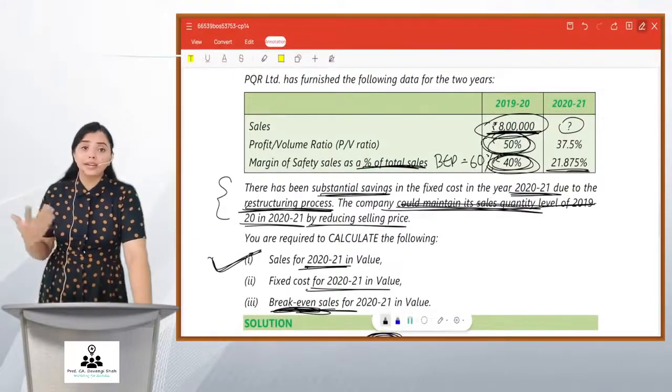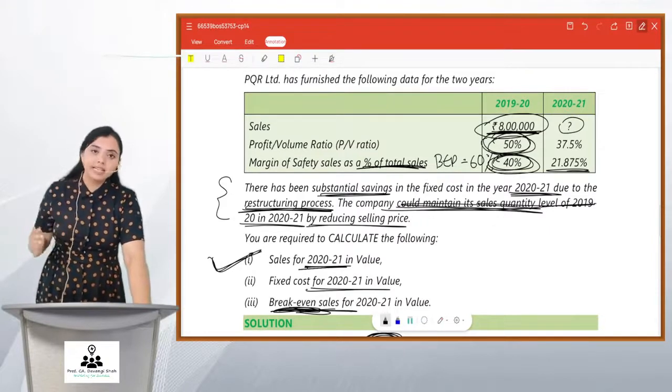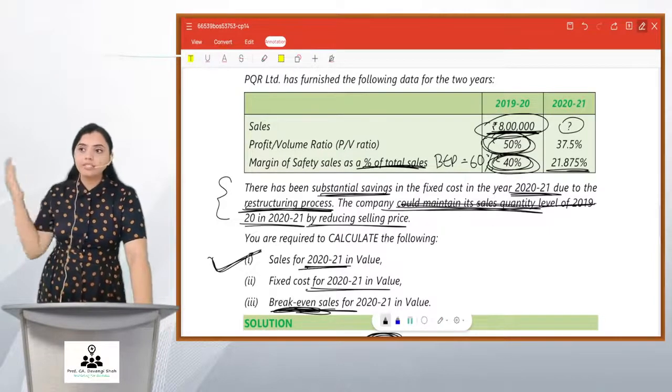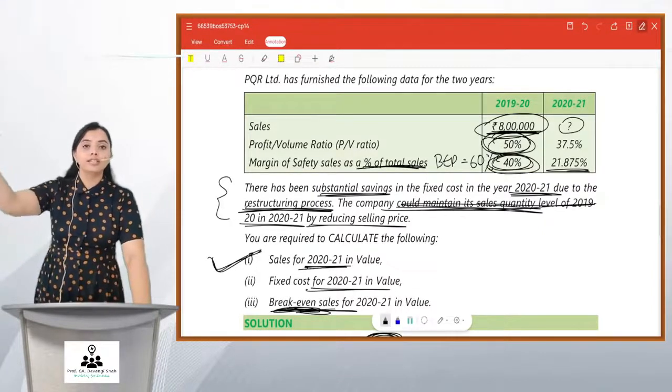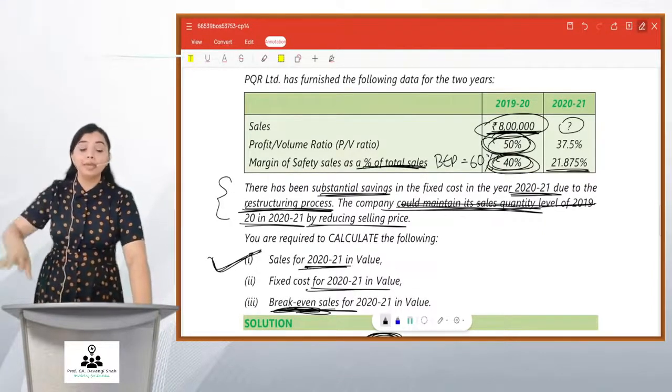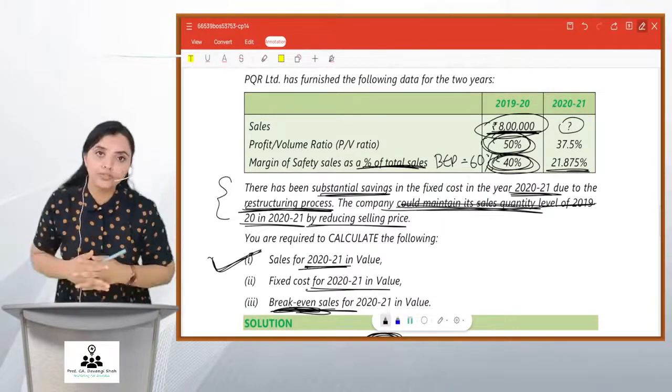So how did we do it? Using the data for 1920, first of all, I made its profitability statement. Now they said that the quantity is not going to change. So we took the same variable cost, then we found out sales, then using sales, we found out BEP, then using BEP, we found out the fixed cost. And this was the approach of the sum.